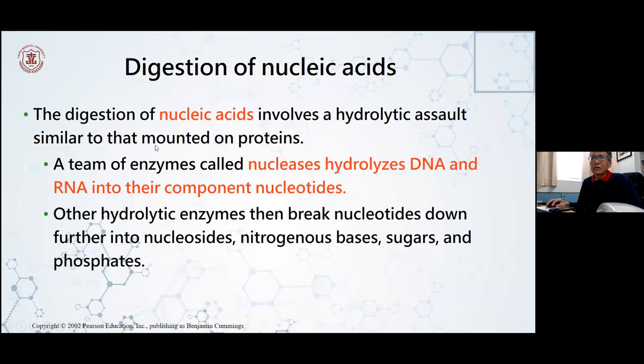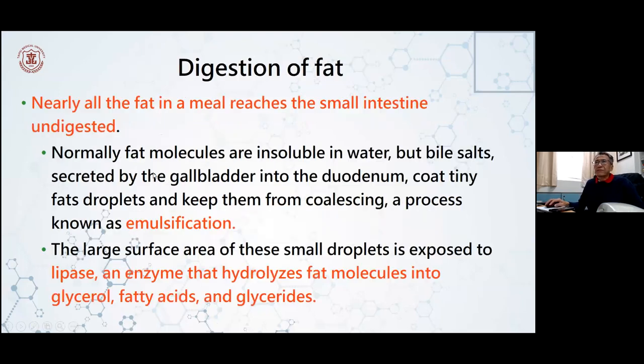So the nucleases are needed to hydrolyze the DNA and RNA into their components, and the components can be absorbed by the small intestine. So the other hydrolytic enzymes then break the nucleic acid down further to nucleoside, nitrogenous base, and the sugar and the phosphate. So the nitrogenous base and the sugar, a pentose, and the phosphate are small molecules, so can be absorbed.